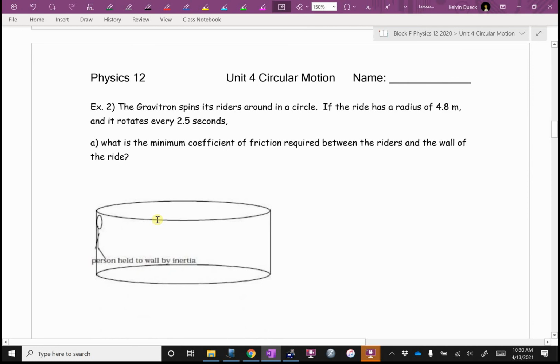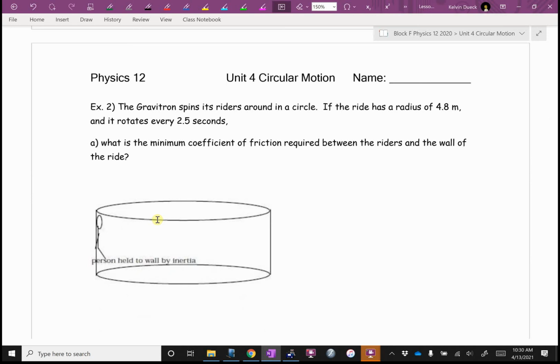I like example 2. Example 2 is a nice question. If you haven't figured out by now, if I cover an amusement park ride, I like this question. So roller coasters we've talked about. Okay. The Gravitron. What's the Gravitron?